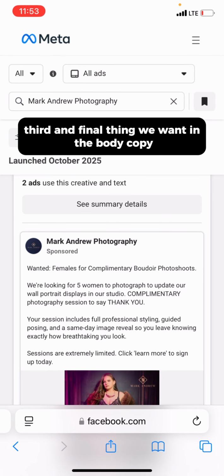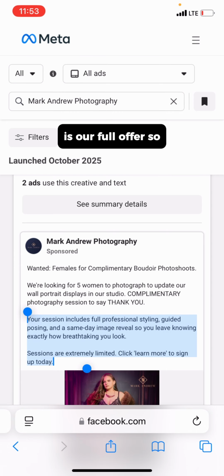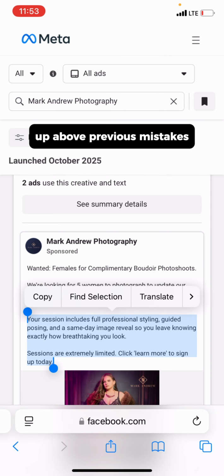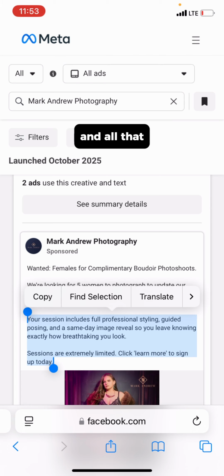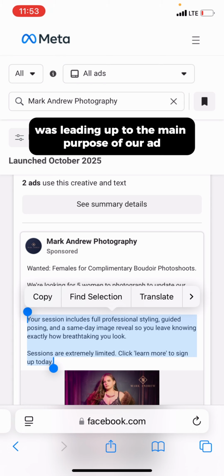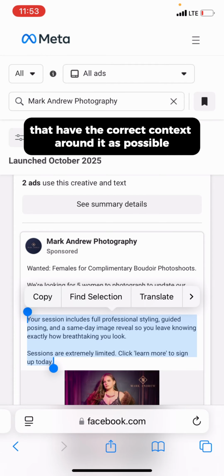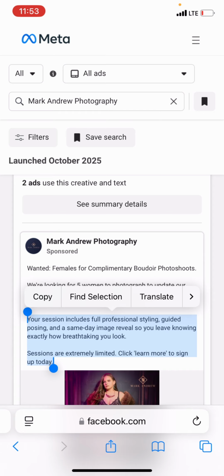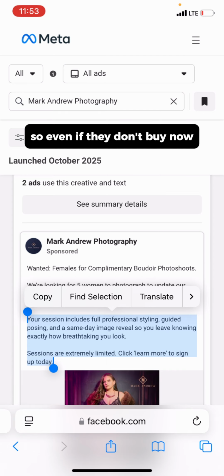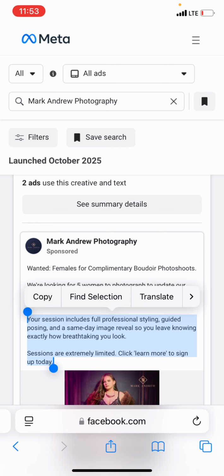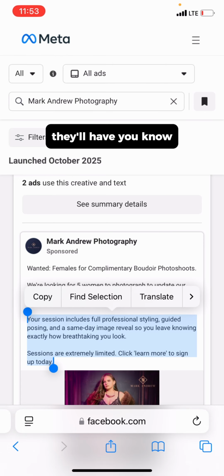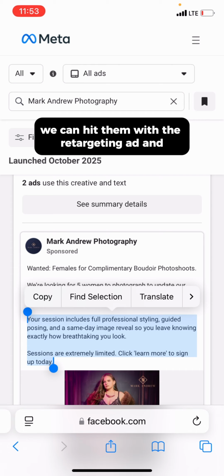The third and final thing we want in the body copy is our full offer. So all the stuff we did previously up above, the previous mistakes, was to provide correct context. And all that was leading up to the main purpose of our ad, which is exposing our full offer to as many people that have the correct context around it as possible. So even if they don't buy now, they can have it in their feature, and we can hit them with the retargeting ad.